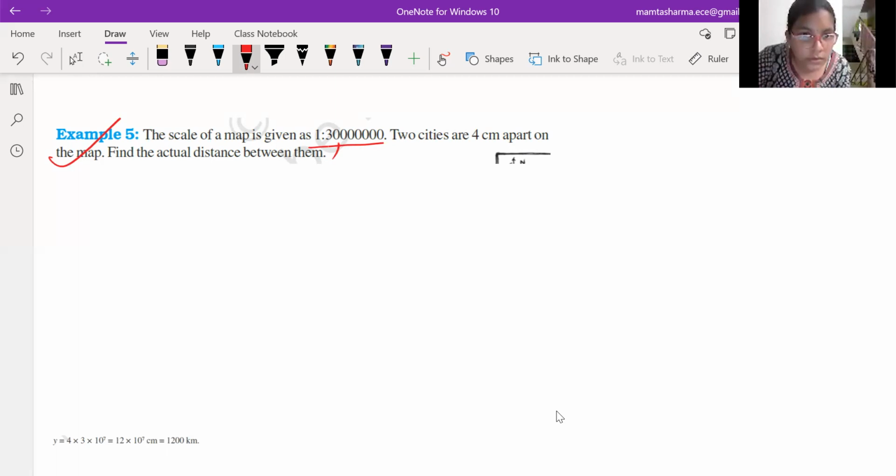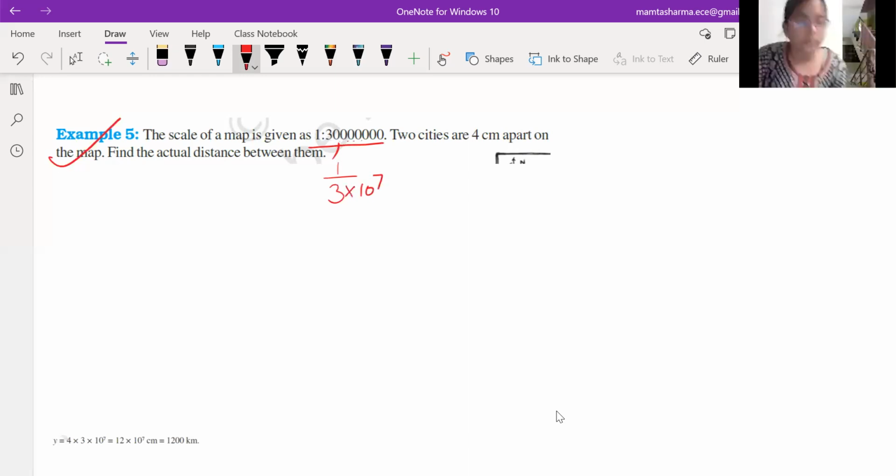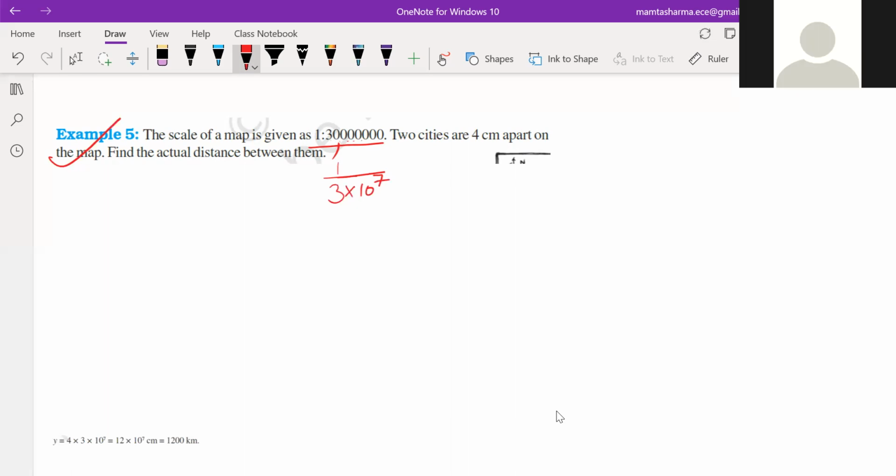1 is to 3 crore. Yes, 1 is to 3 crore. Or you can write 1 by 3 raised to power. How many zeros are there? 1, 2, 3, 4, 5, 6, 7. 1 ratio 3 into 10 raised to power 7. So scale is given. 2 cities are 4 centimeter apart on the map. Find the actual distance between them.